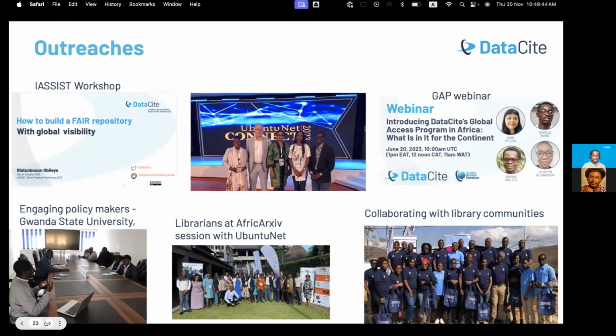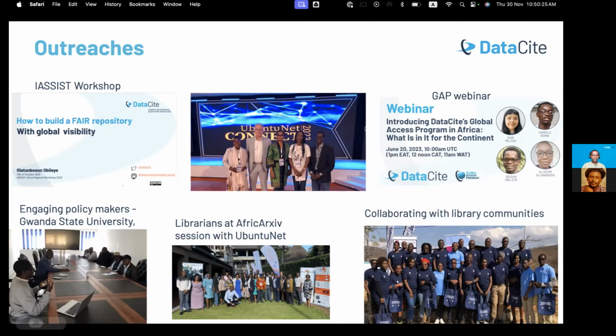We've talked with decision makers. This is Gwanda State University in Zimbabwe. We've been to Librarian South Africa archive sessions with Ubuntu.net. I was part of it. We have been to Zimbabwe, where we talked with the librarians over there. We've supported IAssist in their webinars, on how to build a FAIR repository with global visibility. At the Ubuntu.net conference, we were there. We also presented on PIDs, and we also had the webinar that we used to introduce GAP.